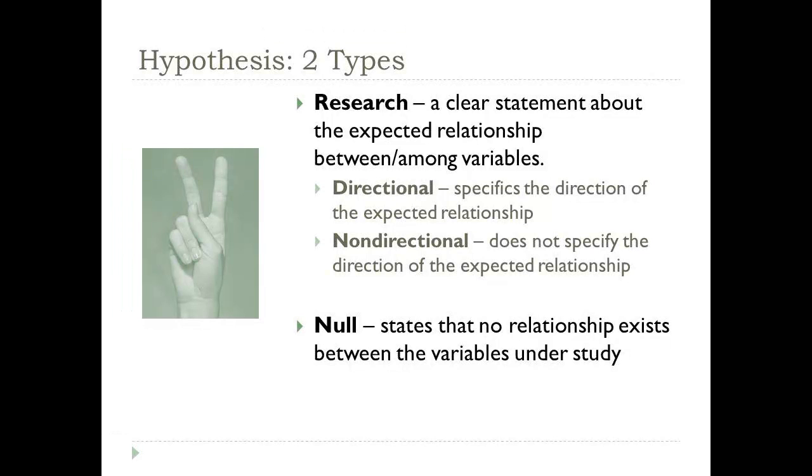There's also a null hypothesis, and this is truly what you are testing whenever you do statistical analysis. A null hypothesis is a statement that states that there will be no relationship or no difference between or among the variables under study. Now, these are the two types of hypotheses. It's also important to recognize here that research hypotheses can be stated as directional or non-directional, just like your research questions. So again, a directional hypothesis, just like a directional question, says there will be a specific expected relationship in one direction.